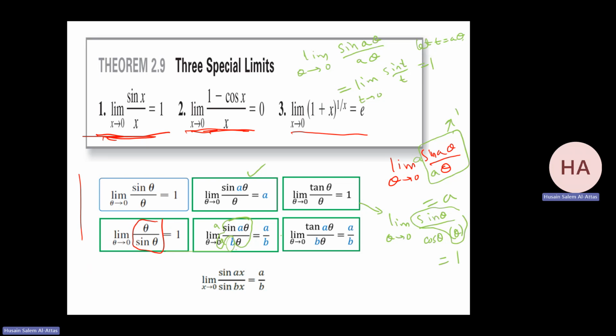And you can do the same trick with tan a theta over b theta, so you can deal with this a over b. Not only that, if I have sine ax over sine bx, I can do this trick. Limit as x goes to 0, I divide by x in the numerator and denominator. So I have sine ax over x over sine bx over x. This goes to what? I know it. This goes to a, and the other one goes to b. So I have this formula too.